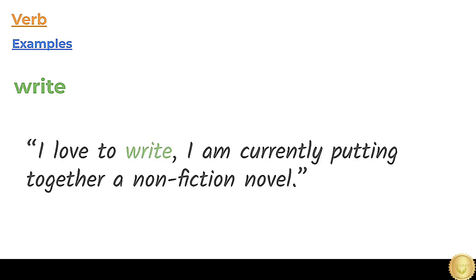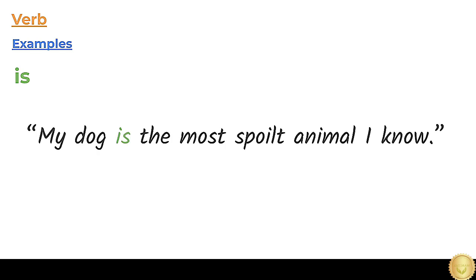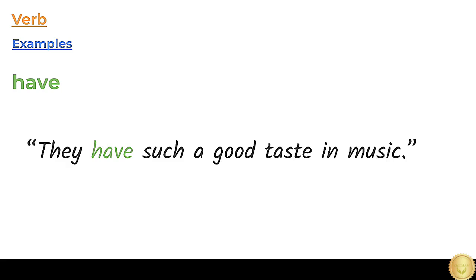Write. That's another example. I love to write. I'm currently putting together a non-fiction novel. Okay, so we've touched on this a little bit. The form of the verb to be. My dog is the most spoilt animal I know. There we go. Okay, and we have another example, have as well. They have such a good taste in music.